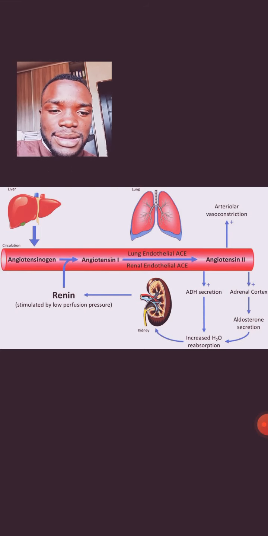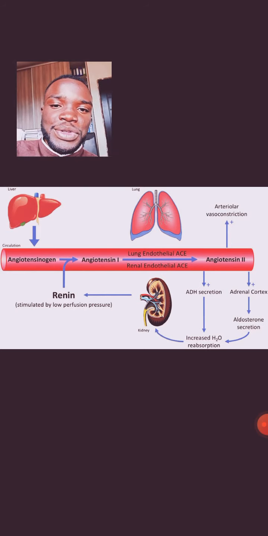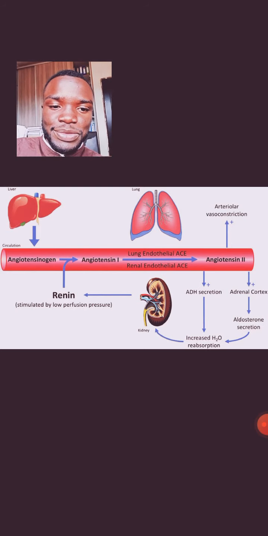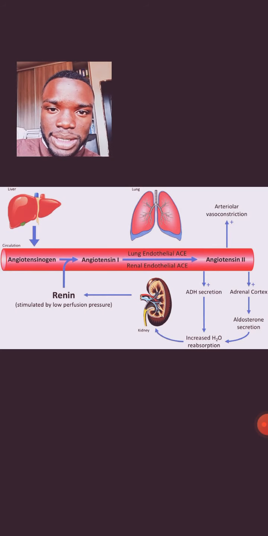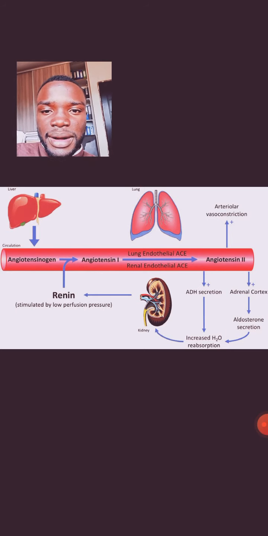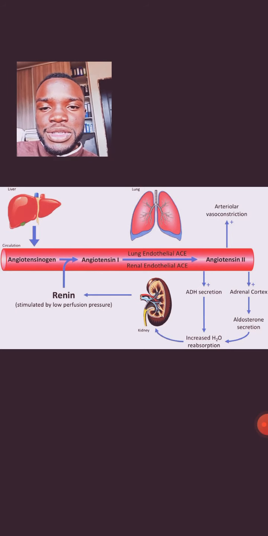Then besides that, the same angiotensin 2 also goes to the thirst centers of the hypothalamus, where it makes you thirsty so that you can drink some fluids, and there is that regulation of fluid uptake. So all that is how angiotensin 2 works.